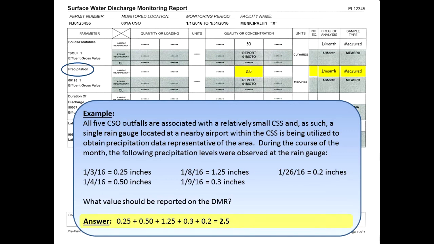Since the total precipitation recorded at the rain gauge for the month was 2.5 inches, a value of 2.5 should be entered in the open field under the quality or concentration header. In addition, as directed by the department, values of once per month and measured should be entered under the frequency of analysis and sample type headers respectively.